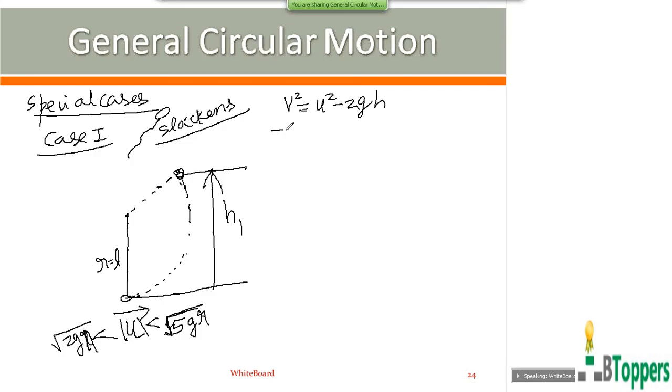And the equation for the centripetal force on the bob at the instant when the string makes some angle theta with the downward vertical is given by T minus mg cos theta equal to mv square by r. Here the radius of the circular path is the same as the length of the simple pendulum.